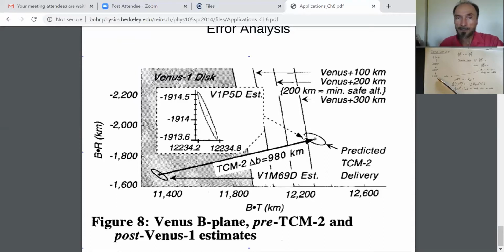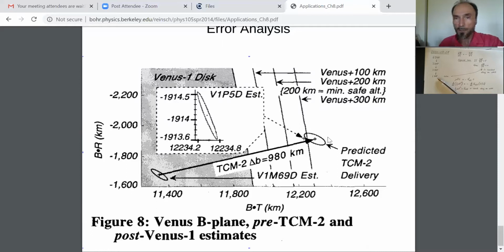But it's necessary to do an error analysis. And this elliptical region is an error analysis. So with TCM2 here, that's trajectory correction maneuver 2. Without trajectory correction maneuver 2, you would have impacted here onto Venus. So earlier, they did trajectory correction maneuver number 2, and that changed the trajectory to here. Okay, so again, this is kind of an example of the error analysis.